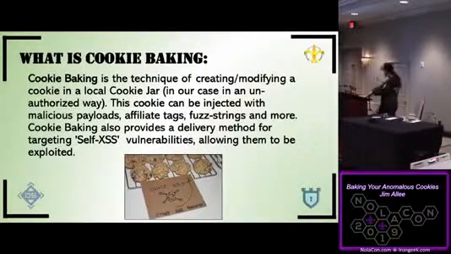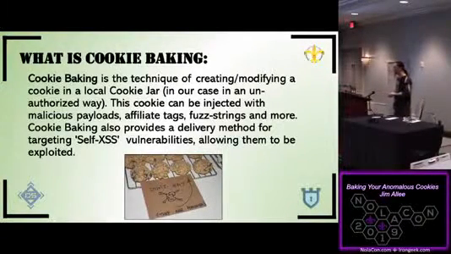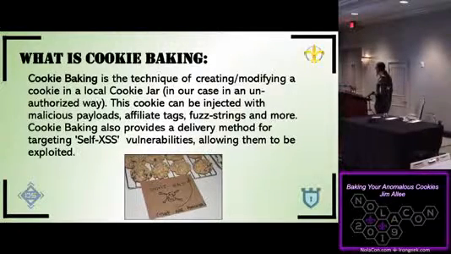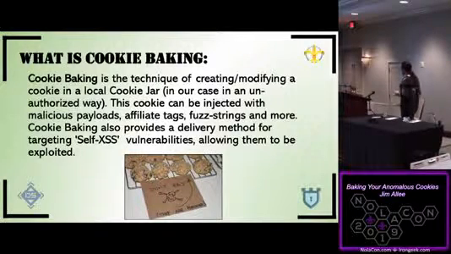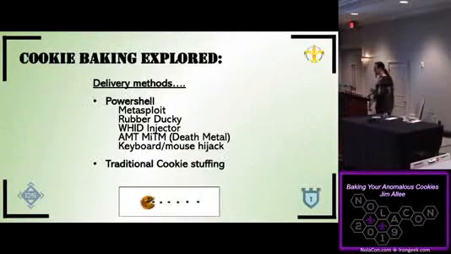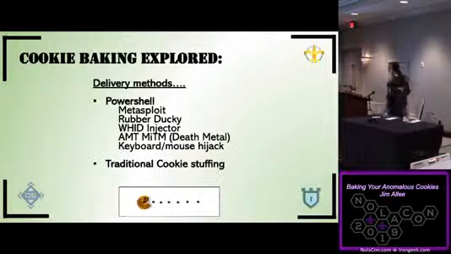So we call it cookie baking. Cookie baking is a technique of creating or modifying a cookie in a local user's cookie jar, and of course, unauthorized. Injected with payloads, affiliate tags, other fuzz strings and payloads. It also provides this delivery method for our self-XSS here, so that we can actually use it in an attack chain. Some of the delivery methods: we can write a PowerShell script to do this. It's a very small script, it's like 8 lines.